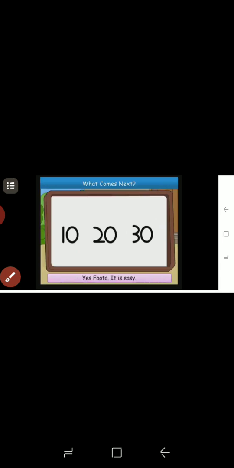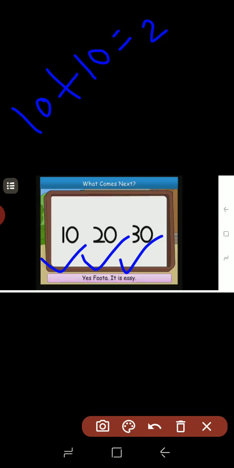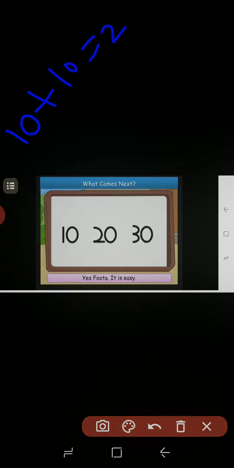Now look at this picture. There is 10, 20, 30. Then what comes after 30? Then what do you have to do? You have to just add 10. That means 10 plus 10 is equal to 20. Okay. Here 10 plus 10 is equal to 20.